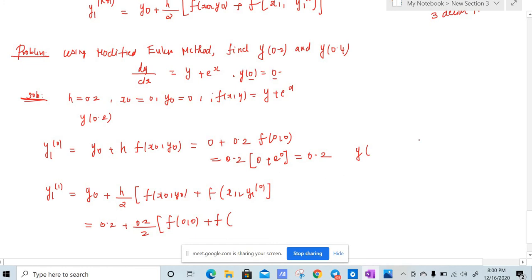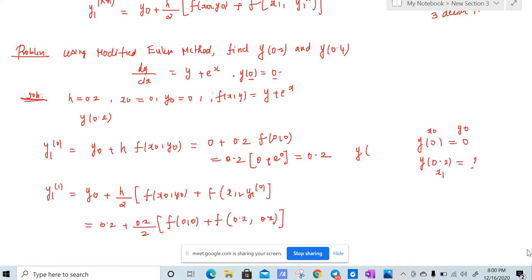X1 is 0.2, right? Y of 0 is equal to 0. So we need to find y of 0.2. So this is x naught, this is y naught, this is x1, right? So y of x1 is 0.2, y1 of 0 which is found in the previous step. So this will be 0.2 plus 0.1 into f of 0 comma 0. f of 0 comma 0 is again 1 plus f of 0.2 comma 0.2. So it will be 0.2 plus e power 0.2.